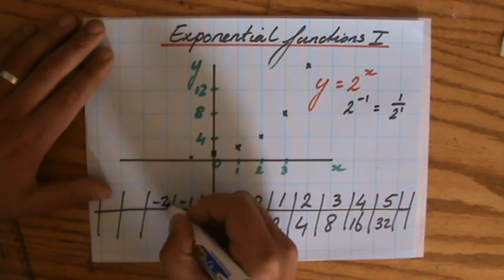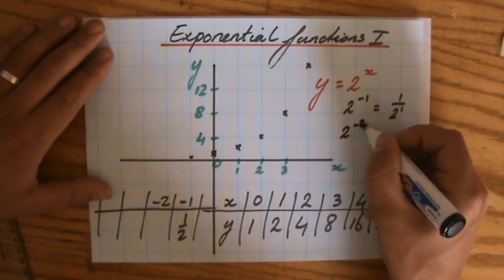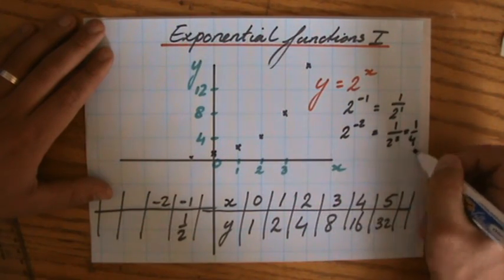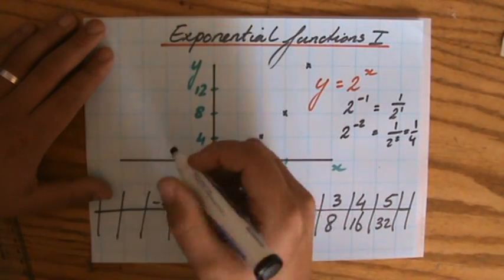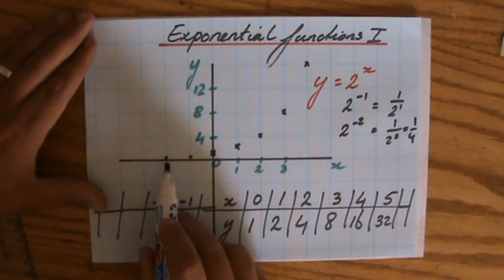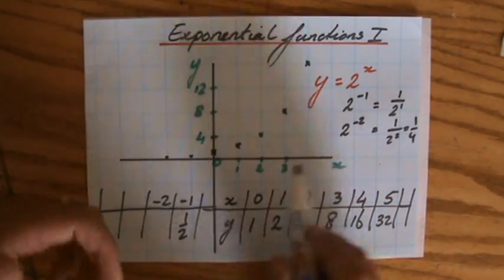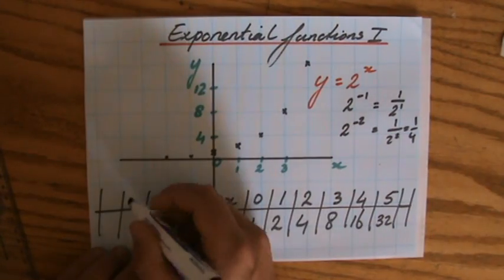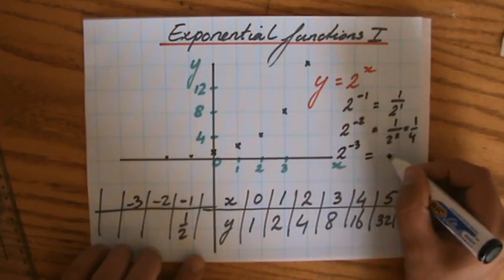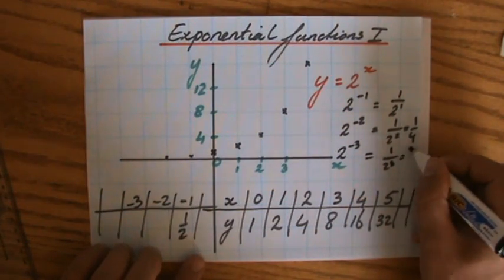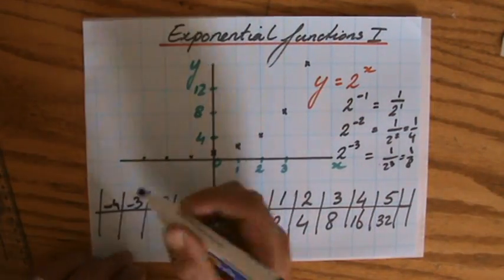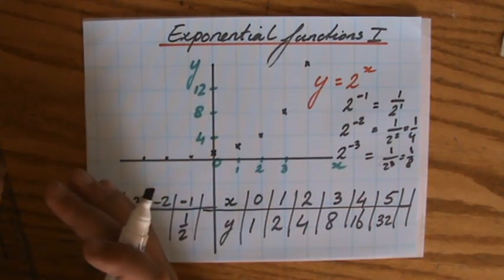And when x is minus 2, so 2 to the power minus 2, then y is going to be 1 over 2 to the power 2, which is a quarter. And with this thick marker, that's very difficult to plot. But I just want to show you that the y stays positive. When x is minus 3, y is going to be 2 to the power minus 3, that's 1 over 2 to the power 3, that's 1 over 8. You can see that? When x is minus 4, it's going to be 1 over 16.